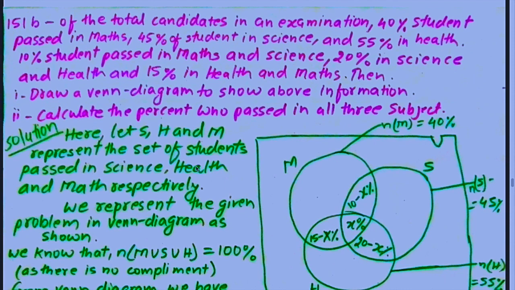Now, question number 151b. Of the total candidates in an examination, 40% of students passed in math, 45% in science, 55% in health, 10% passed in math and science, 20% in science and health, 15% in health and math. Then draw a Venn diagram to show the above information. Calculate the percent who passed in all three subjects.